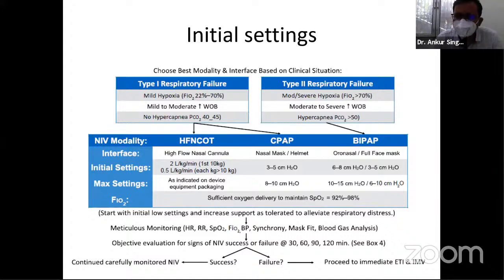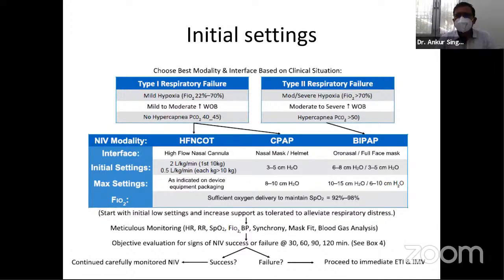You can easily choose one of two. You can put the child on HFNC or CPAP, whatever is available to you. Again, you will use an interface. What type of interface? For a 6-year-old you can use a high flow mask or a high flow nasal cannula.